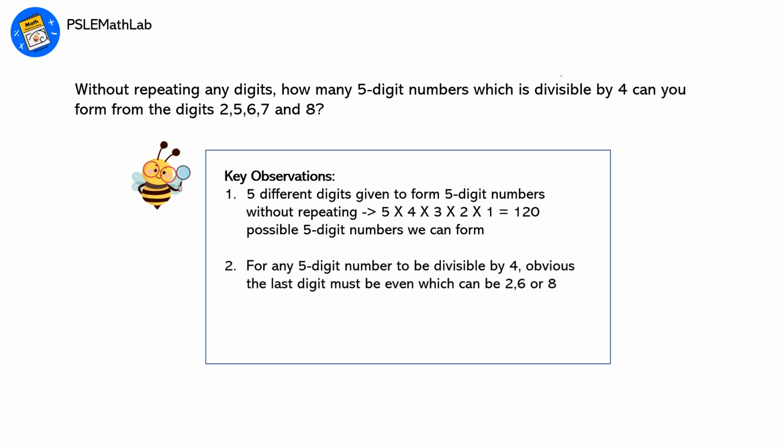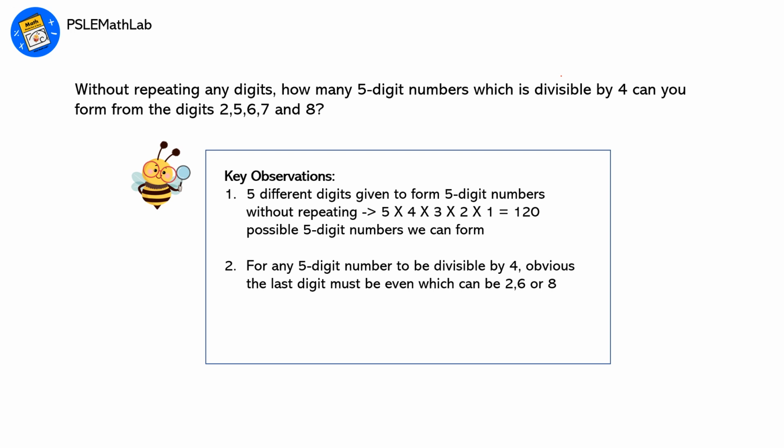Second, any number that is divisible by 4 has to be divisible by 2, so obviously the last digit can only be 2, 6, or 8. If the question were to ask us how many 5-digit numbers are divisible by 2, we could already use this to calculate the answer, as only the last digit matters in determining if a number is divisible by 2.